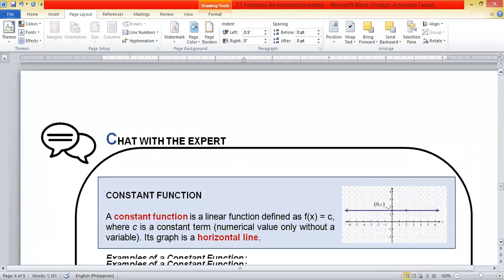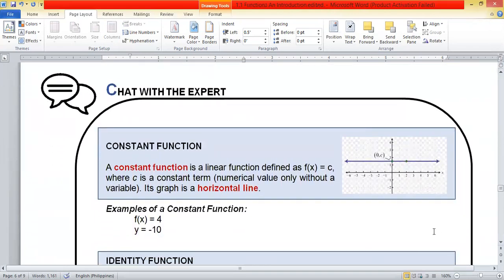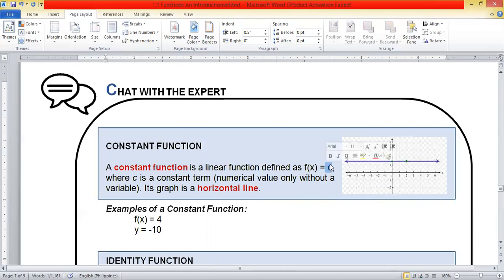Let's go to the third type of function. We have the constant function. A constant function is a linear function defined as f of x equals c. It means that there are no variables. C would stand for a number, a real number, where c is a constant term. It's a numerical value without a variable.